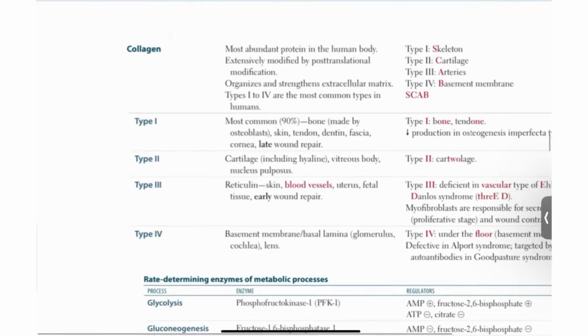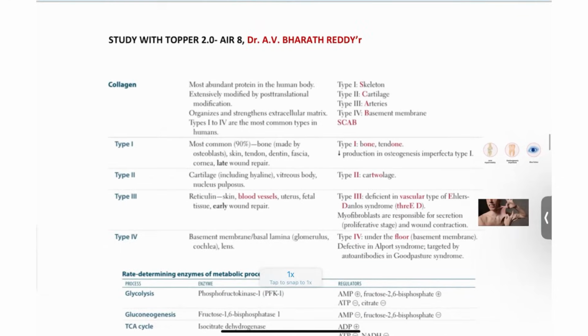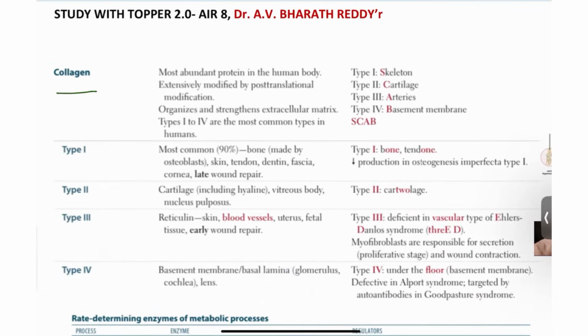Next, moving on to collagen. So, collagen, we all know, is the most abundant protein in the body, and vitamin C has an important key role in it, right? What does vitamin C do? It helps in the hydroxylation of glycine and proline. So this is one property of vitamin C as an important role for collagen.